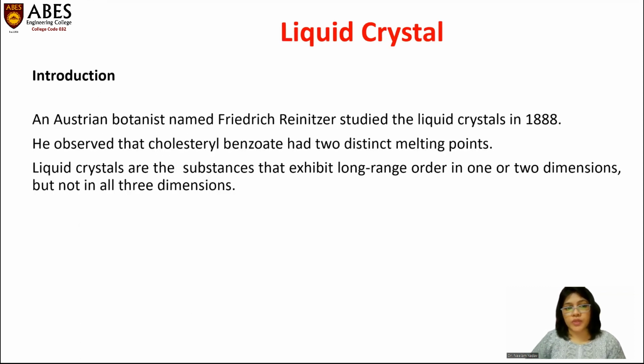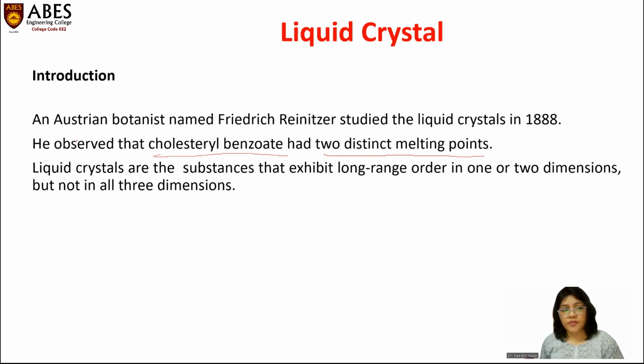Starting with the introduction, liquid crystal was first studied by an Austrian botanist named Friedrich Reinitzer in 1888 while working on a substance named cholesterol benzoate. He found that when the cholesterol benzoate was heated, initially it turned into a hazy liquid, and further increasing the temperature changed it into a clear liquid. That means this cholesterol benzoate was showing two distinct melting points. It is here that it was found that there exists some kind of a phase which is called liquid crystal.